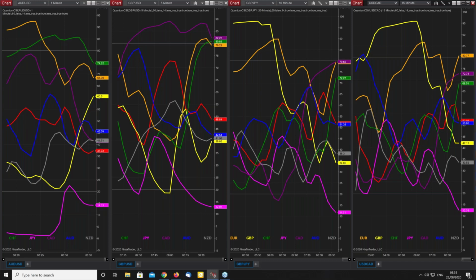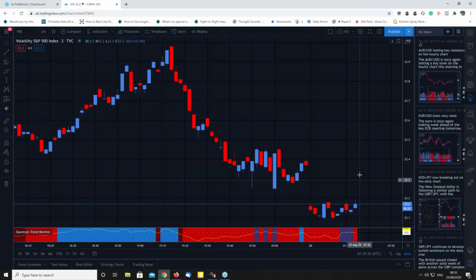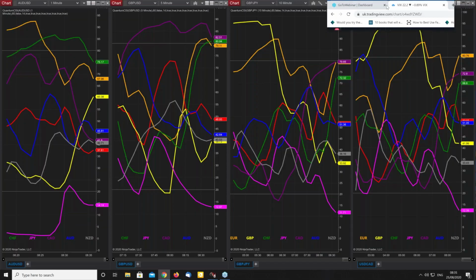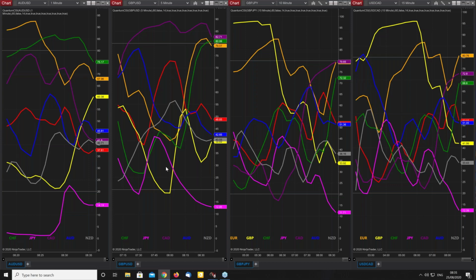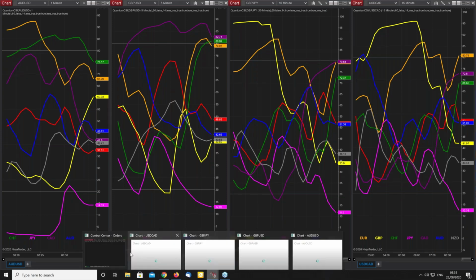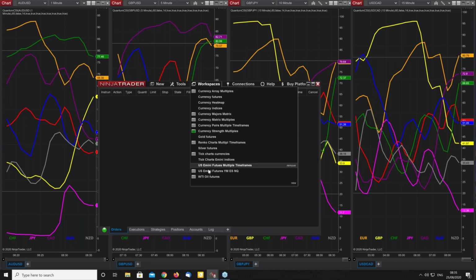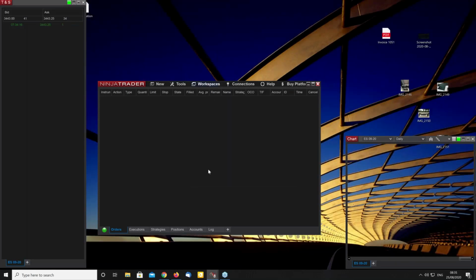This is on the VIX. Let's just pull the VIX over, see where we are. So the VIX is still up in the 20s, but we've dropped a little bit. We're trading around 20.22. So that's the risk sentiment right now in the market. Let's have a quick look at the US futures, see what's going on there.